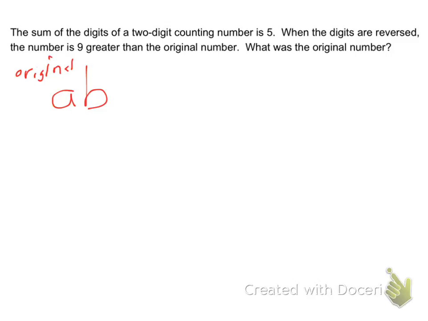Our new number would be what? BA. Okay? You guys okay with this? What would the digits of our original number and the new number add up to be? So you're saying that A plus B would be adding the digits. Hey, wait a minute. It told us something about that. It has to be 5.